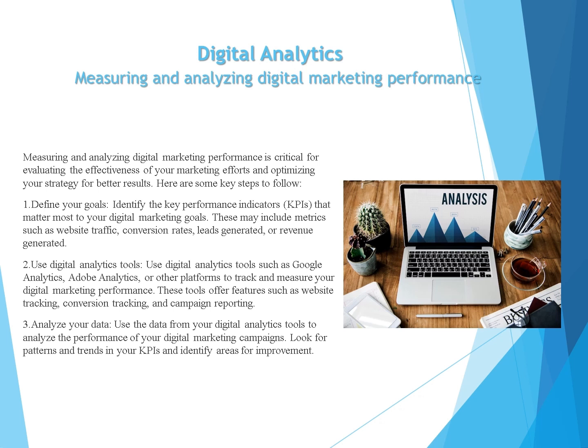2. Use digital analytics tools. Use digital analytics tools such as Google Analytics, Adobe Analytics, or other platforms to track and measure your digital marketing performance. These tools offer features such as website tracking, conversion tracking, and campaign reporting. 3. Analyze your data. Use the data from your digital analytics tools to analyze the performance of your digital marketing campaigns. Look for patterns and trends in your KPIs and identify areas for improvement.